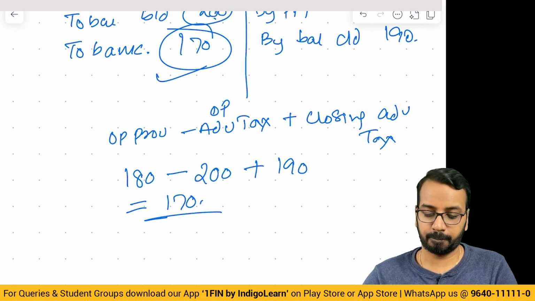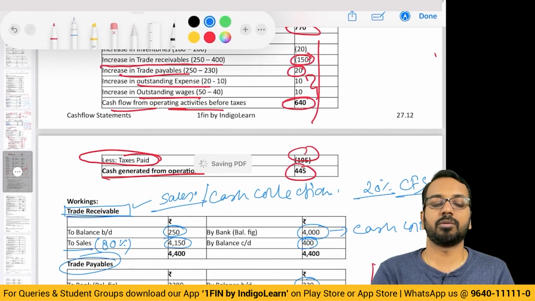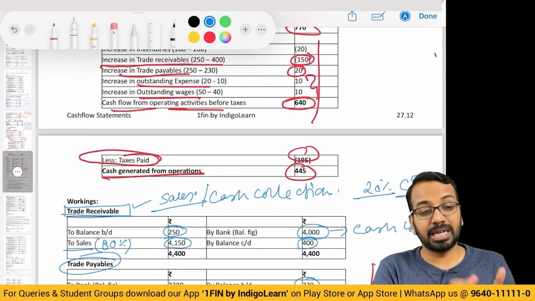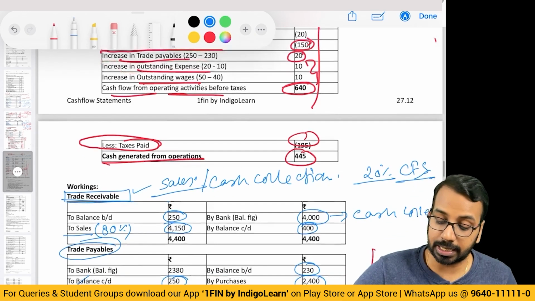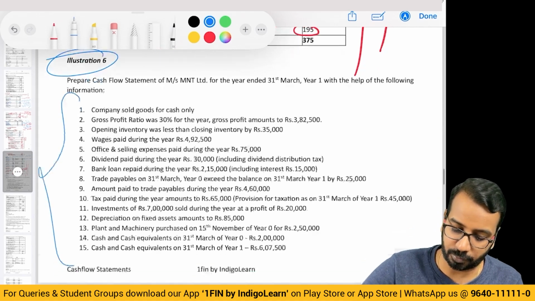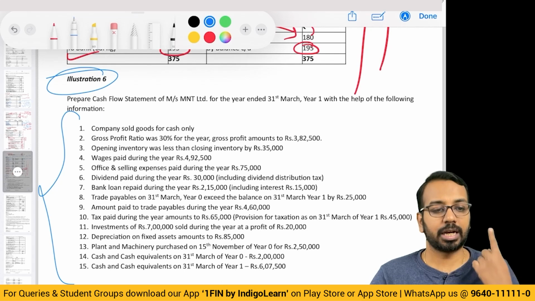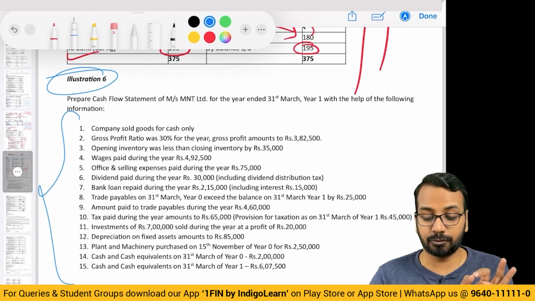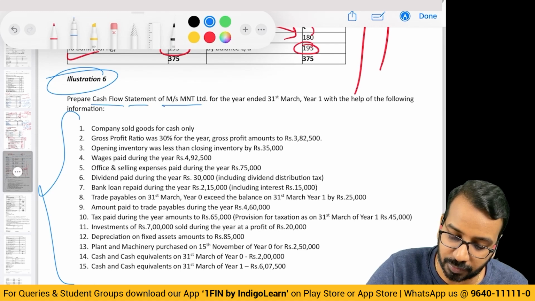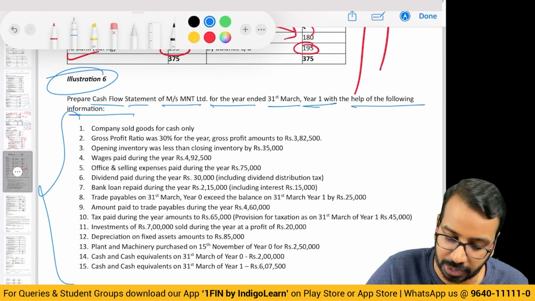Okay, perfect. Right? So this is one category of question where you have to calculate cash flow from operating activities using the indirect method. As I told you, for investing and financing activity, it is only the direct method. Right? This is the second category of question where they give you a list of information and you are required to calculate the cash flow generated during the period. So it says prepare cash flow statement of MNT for the year ended 31st March in year 1 with the help of the following information.